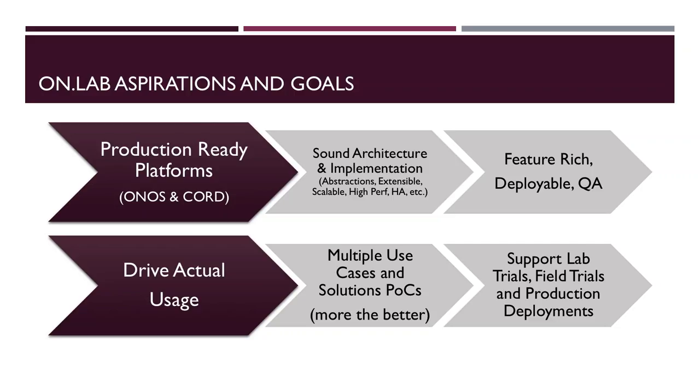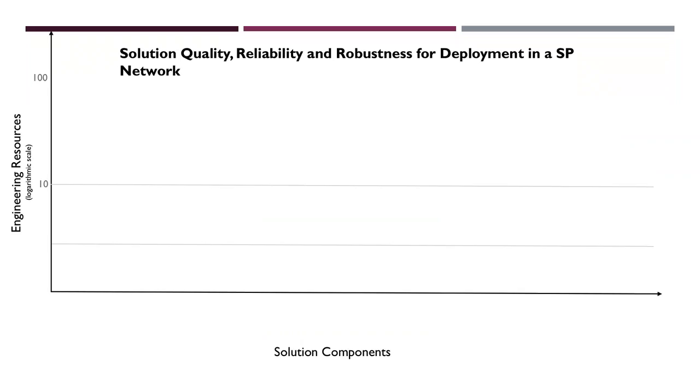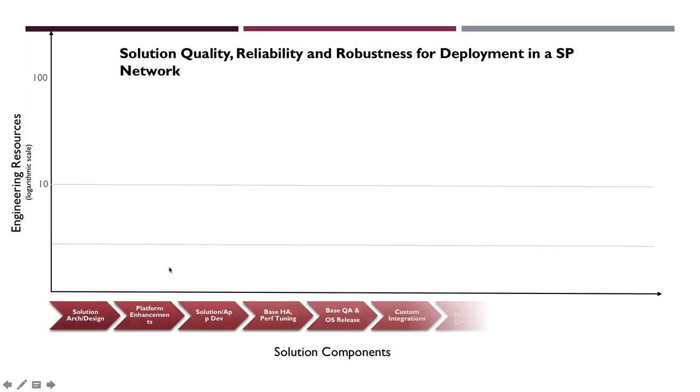Here is the same two-part picture from a resource perspective, which is a pretty telling slide. On the left, on the y-axis, I have engineering resources on a logarithmic scale, the first 10 and then the next 100 at the top. On the bottom are the components required to make it a deployable product, and this is what needs to happen: solution architecture and design, platform enhancements, solution app development, base HA, base QA, and open source release.